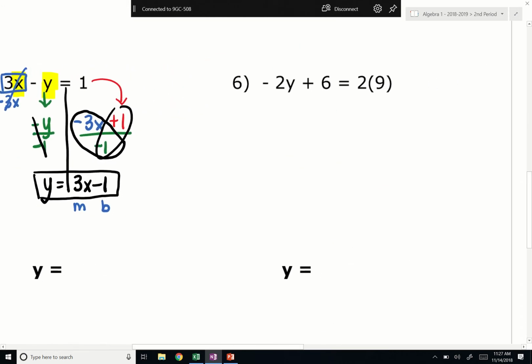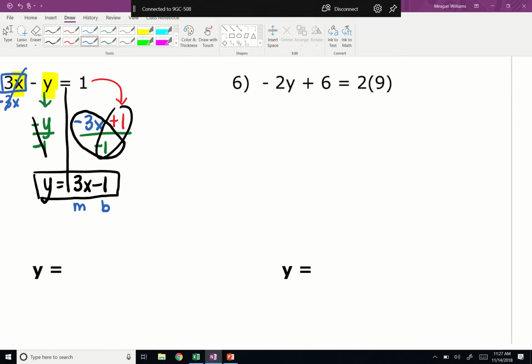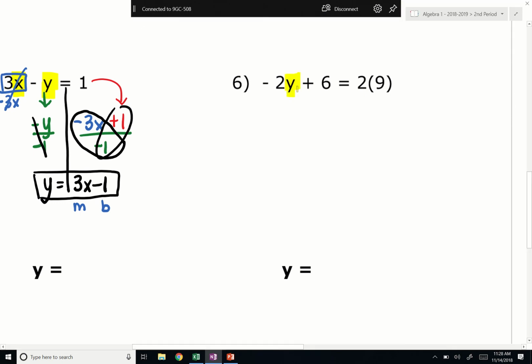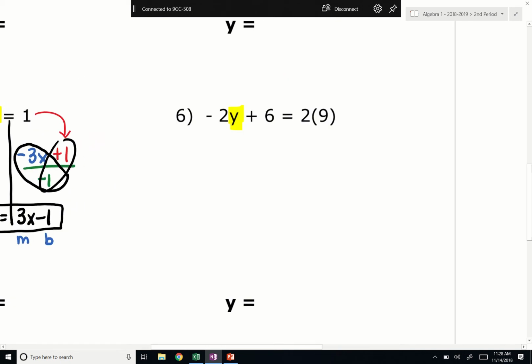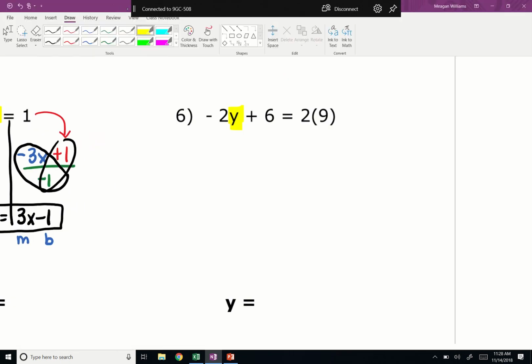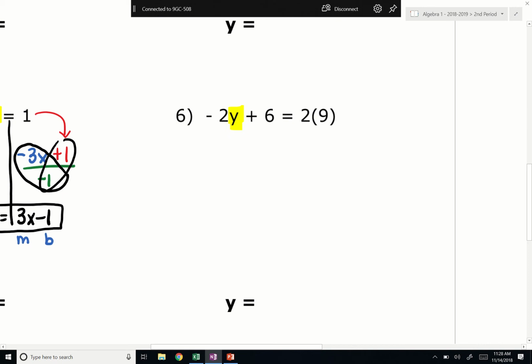Number 6. First and foremost, I've got to look for an x and a y. Are they on the same side? No, I'm missing something, aren't I? It's completely gone. So remember, if something's completely gone, that tells me these are a special case. What are our 2 special cases for slopes? Horizontal or vertical. But here's the deal.